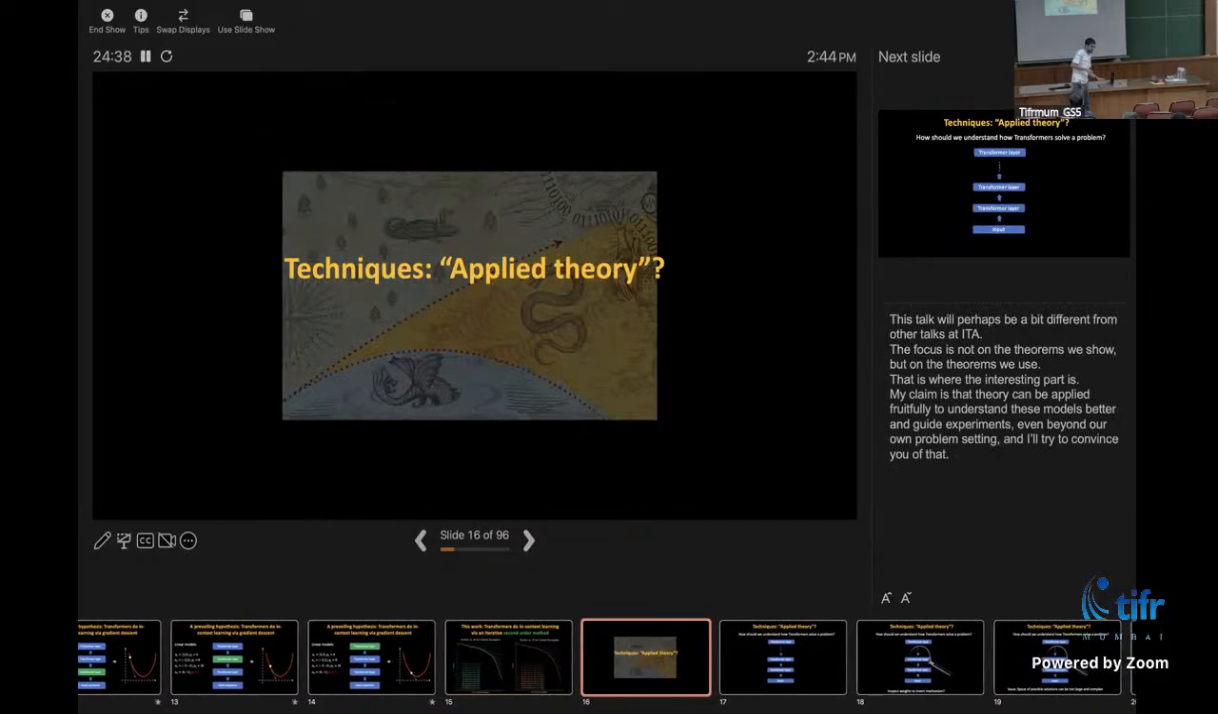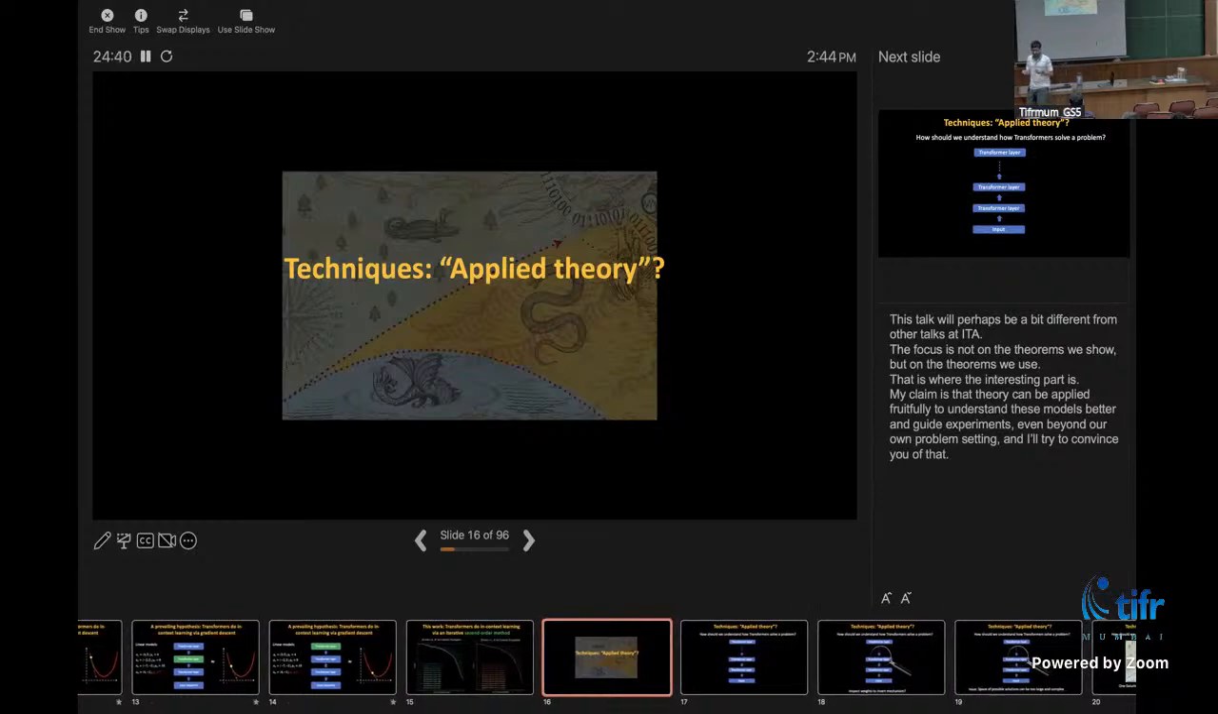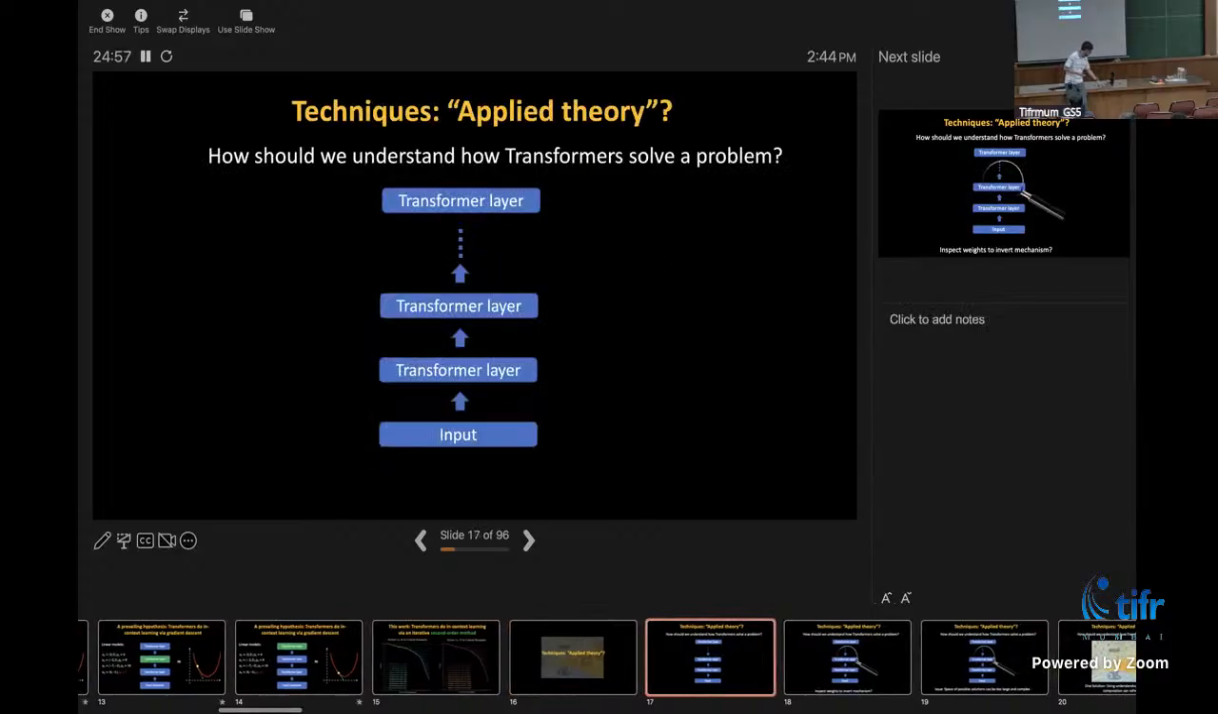So in terms of techniques, it's something that you can call like applied theory. So we will be using theory to guide our empirical investigations. So just to talk about the high level philosophy a little bit, because something that I find pretty interesting generally to use as a methodology to understand what is happening with transformers and LLMs.